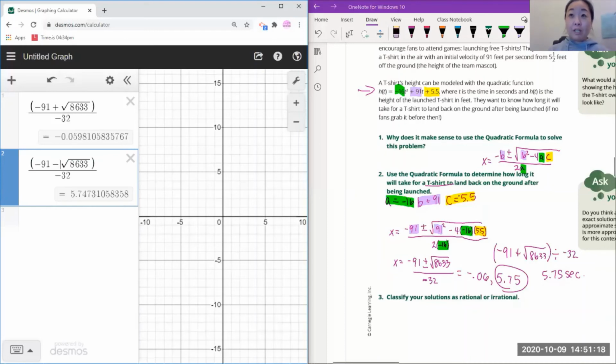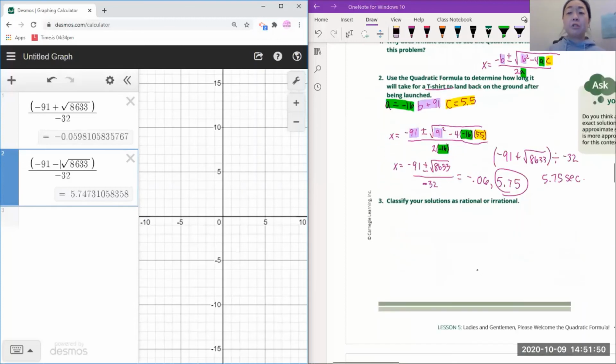Now, the question here for number 2 is to determine how long it will take for a t-shirt to land back on the ground after being launched. And if you notice that, we're not going to take the negative one, because before we even started the time, it was already on the ground. We're not talking about that. It is going to be the 5.75. Normally for these kinds of questions, we use the positive one. If you have 2 positive ones, then you're going to have to start thinking about which one we're talking about. But normally one is negative and one is positive, and we're always going to use the positive one.